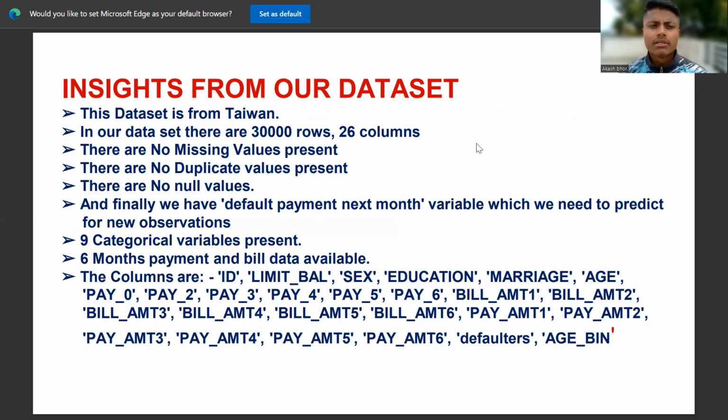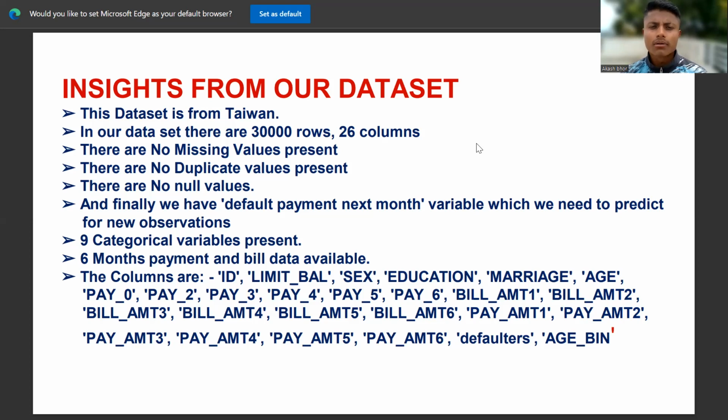Insights from our dataset. This dataset is from Taiwan. In our dataset, there are 30,000 rows and 26 columns. There are no missing values present. There are no duplicate values present. There are no null values also. And finally, we have the default payment next month variable, which we need to predict for new observations. 9 categorical variables are present. 6 months of payment and bill data are available.